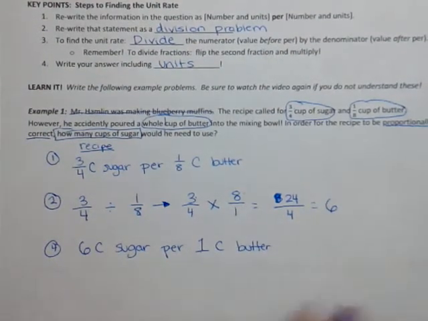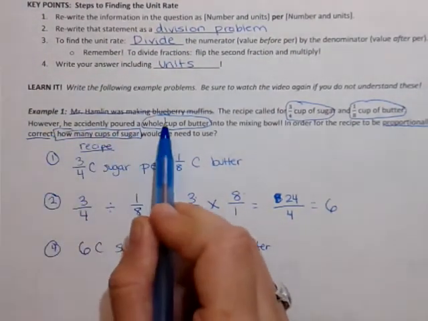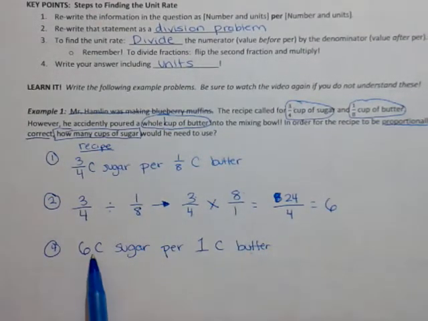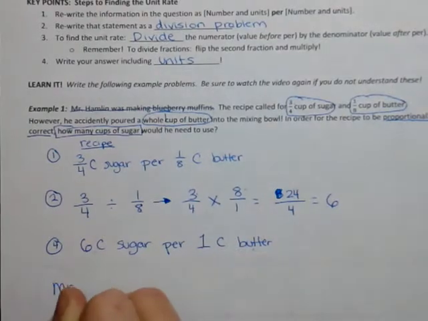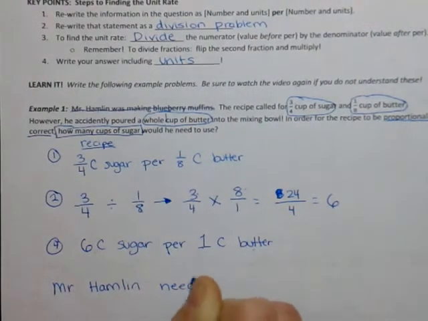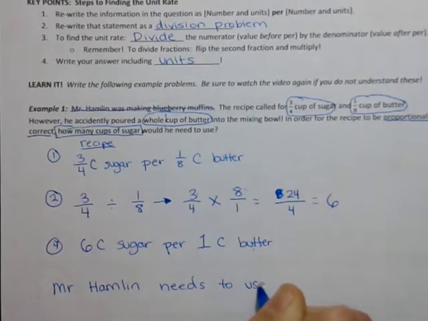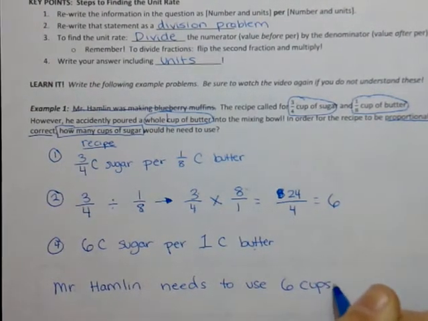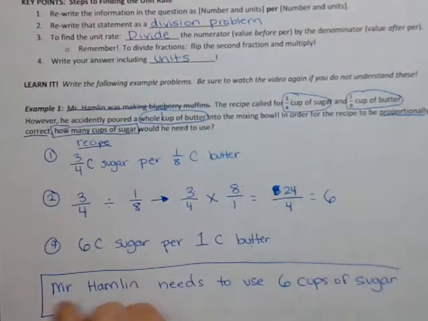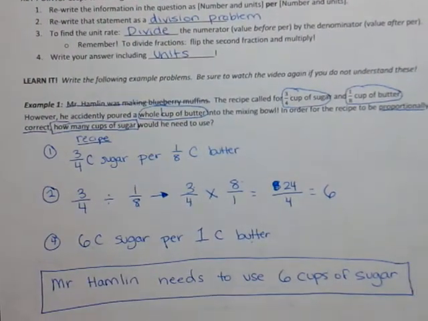Now I look back at my question. Mr. Hamlin poured in a whole 1 cup of butter. So 1 cup of butter, well, he needs 6 cups of sugar. So I'm going to write Mr. Hamlin needs to use 6 cups of sugar. And I'm going to box my final answer. Let's look at example number 2.